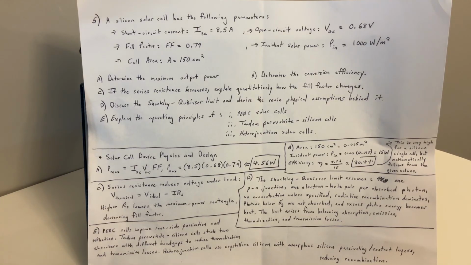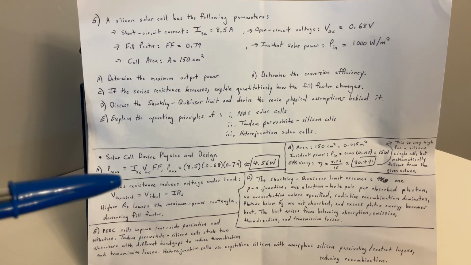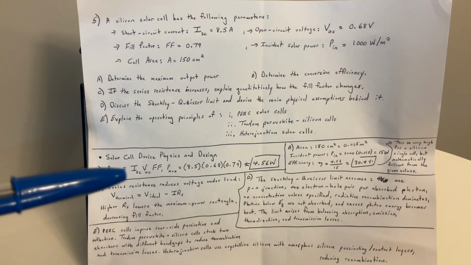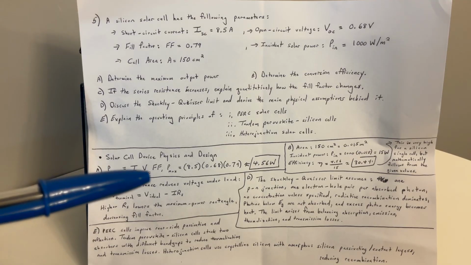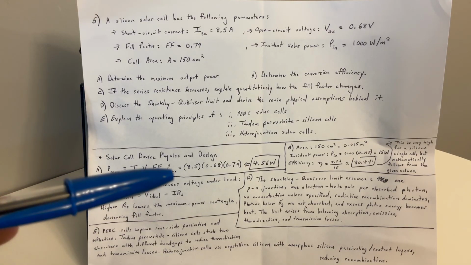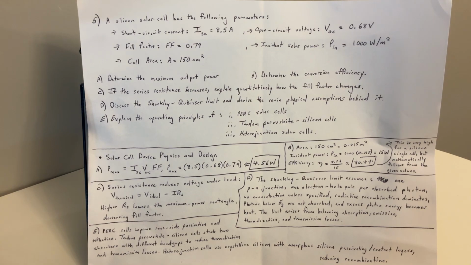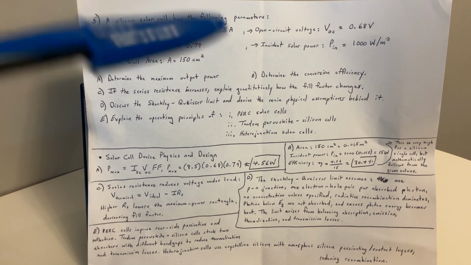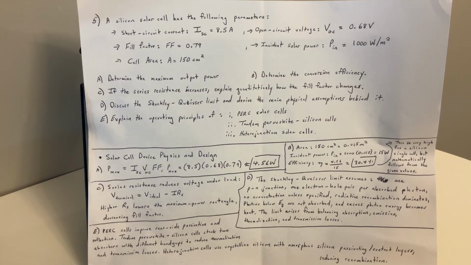So this is a solar cell device physics and design type problem. P sub max for letter A, determine the maximum output power. P sub max equals I sub SC times V sub OC times FF. So substitute: 8.5 times 0.68 times 0.79. That gives you 4.56 W.